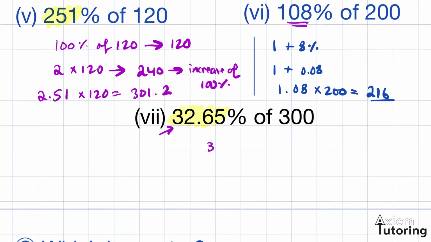Now, how about finding the correct multiplier for something like this? 32.65%. Well, let's think about 32% first. That would be 0.32.